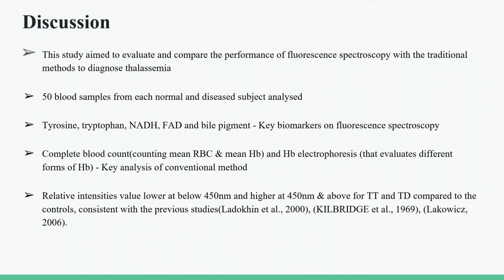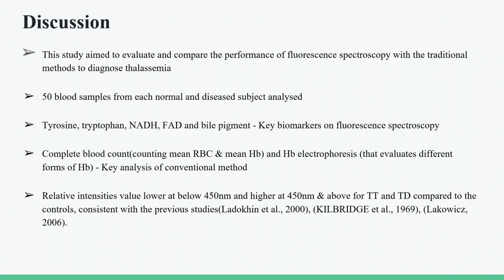All the spectral findings were where the relative intensity values were lower below 450 nanometer and they were higher at 450 nanometer and above for the thalassemia trait TT and thalassemia disease TD samples compared to the control samples, and all these results were consistent with the previous studies as indicated in the brackets here. So the detailed reference about these studies will be listed in the reference section at the end of the presentation.